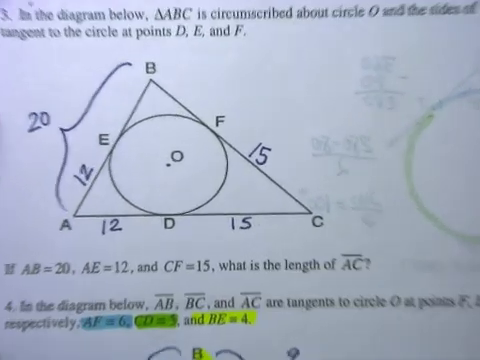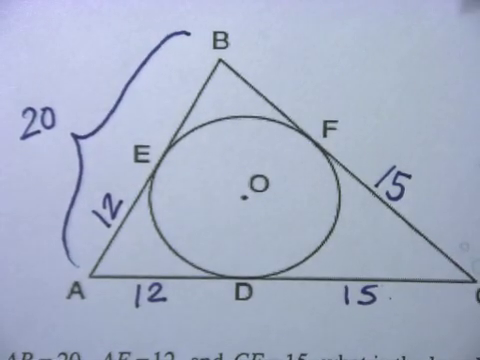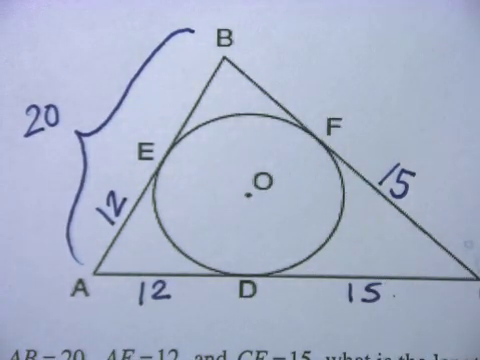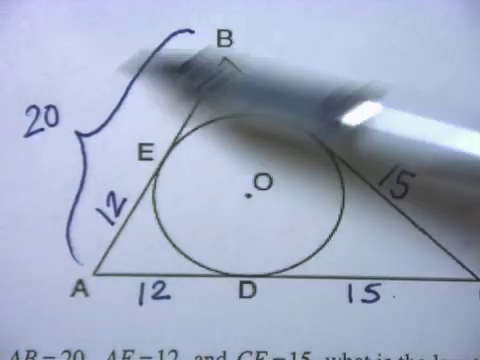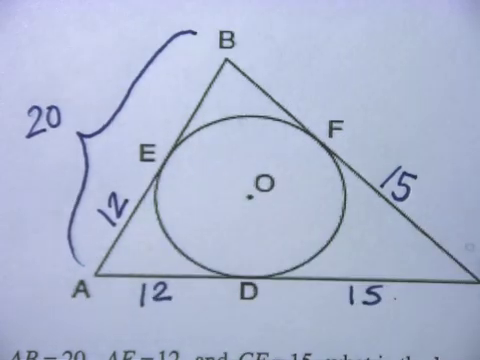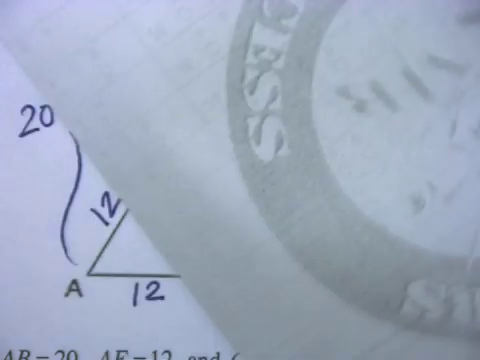Let's take a look at this question here. Next question. Okay, they give me some information about the diagram, right? And in the diagram, they tell me that AB is 20. So the entire length from there to there is 20. They tell me that A to E is 12.